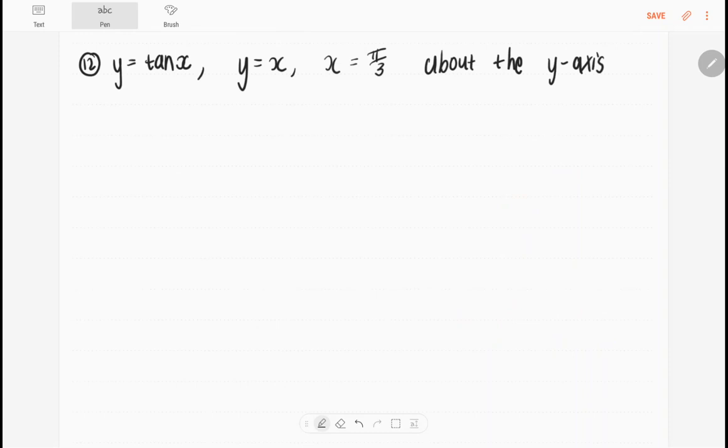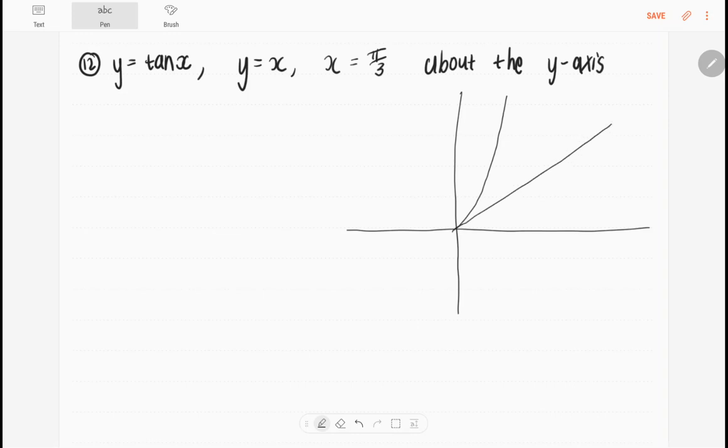The next one we have is number 12, and it says y equals tan x, y equals x, x equals pi over 3, and we want to rotate it about the y-axis. All right, so let's just first look at what this picture will look like. So we have y equals tan x, which looks like this. Then we also have y equals x, which is our straight line. And we also have x equals pi over 3, which is that.